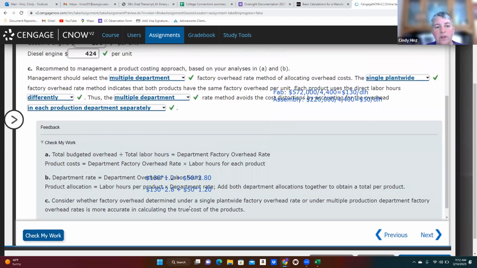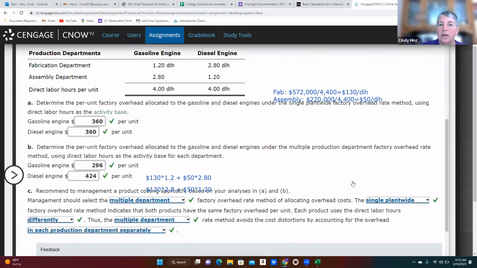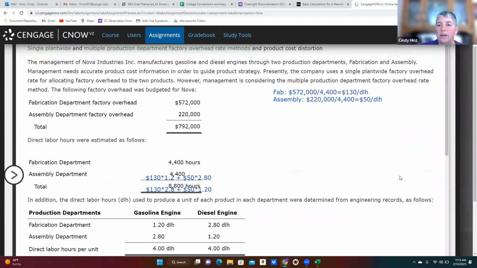My apologies for that. It uses them differently in that, as we've been saying, the gasoline engine uses more of the cheaper department and the diesel engine uses more of the more expensive department. So I misread what that very short sentence was asking. I thought it meant in the single plant-wide rate, it uses them equally. Okay, everybody's good there?